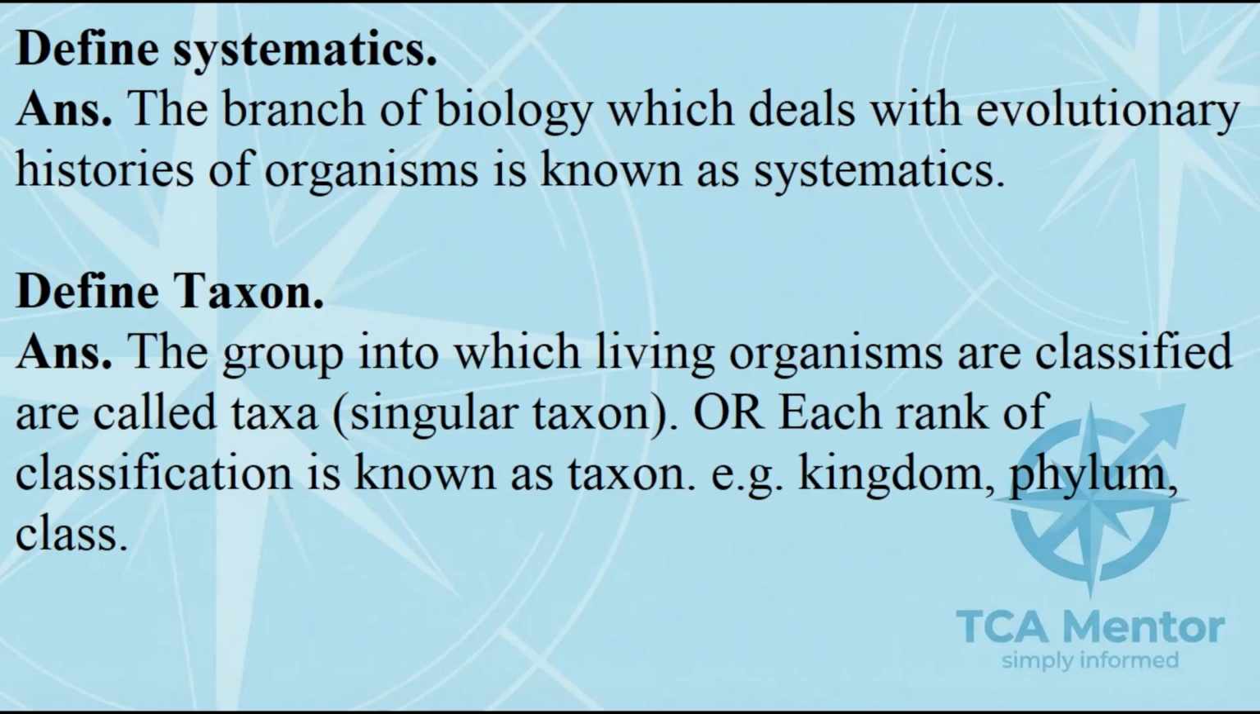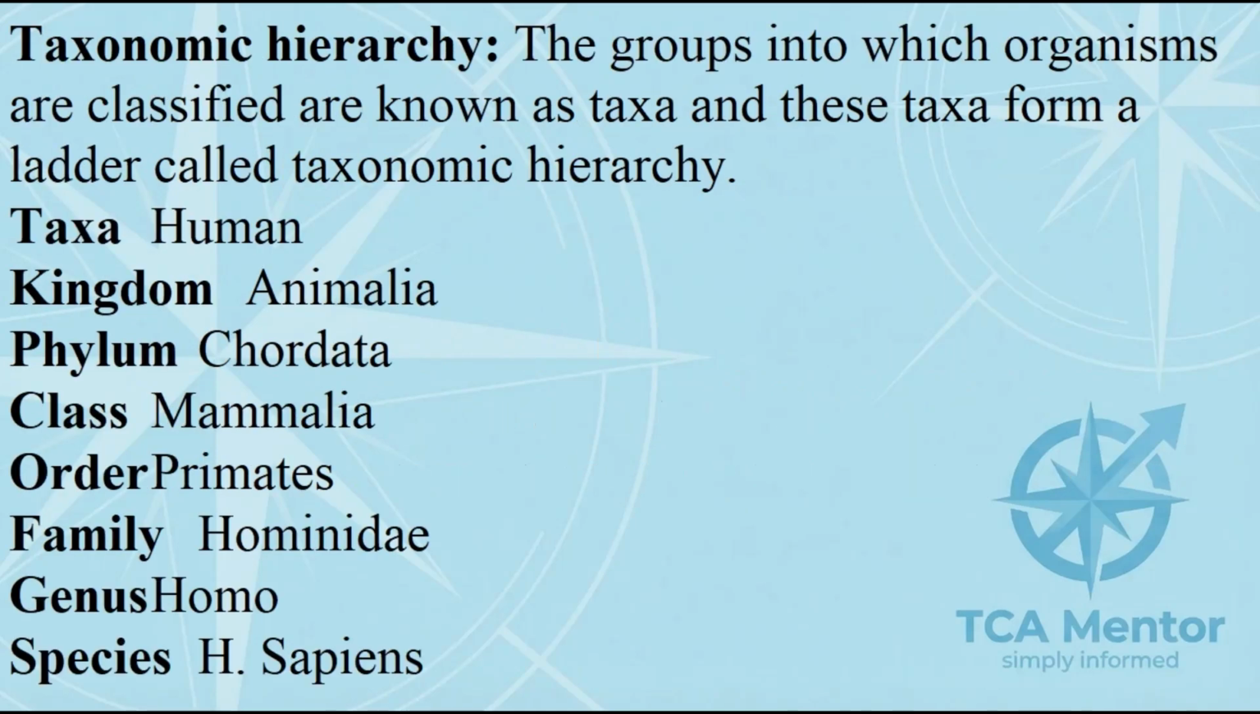Define systematics. ANS. The branch of biology which deals with evolutionary histories of organisms is known as systematics. Define taxon. ANS. The group into which living organisms are classified are called taxa, singular taxon. Each rank of classification is known as taxon. E.g. kingdom, phylum, class.